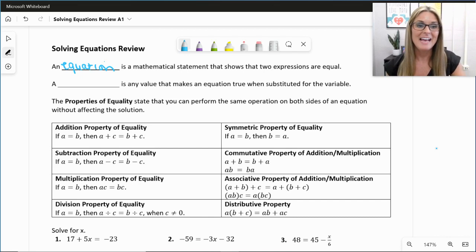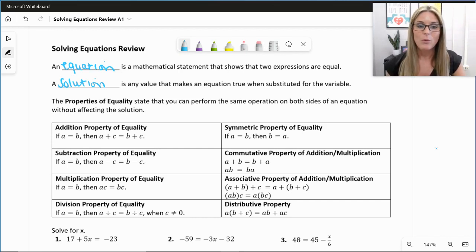Second blank, a solution. A solution is any value that makes our equation true when it's substituted in for our variable. Of course, with equations, once you finish solving, you can take your solution, plug it back into the original equation to show that the equation is equal on both sides.